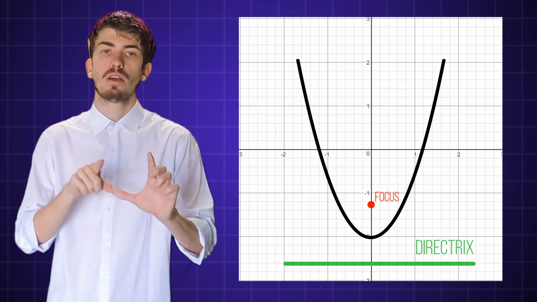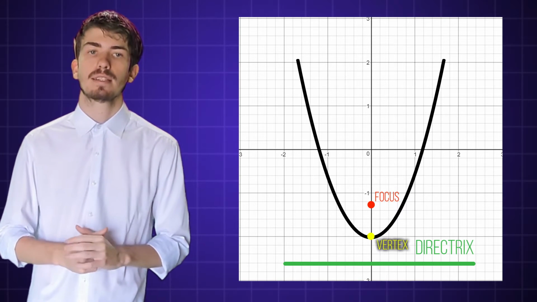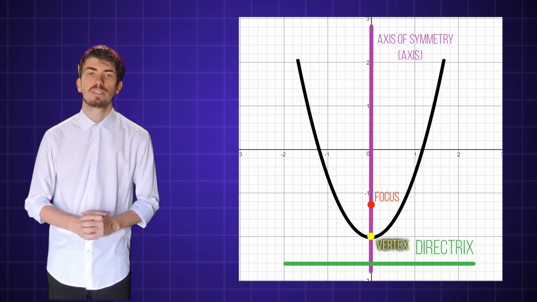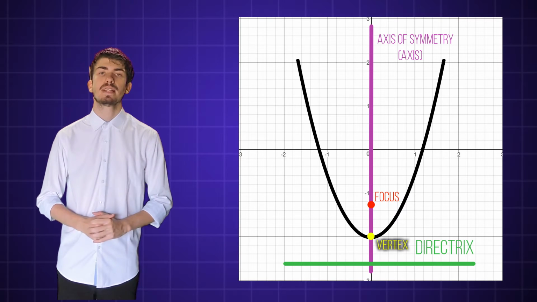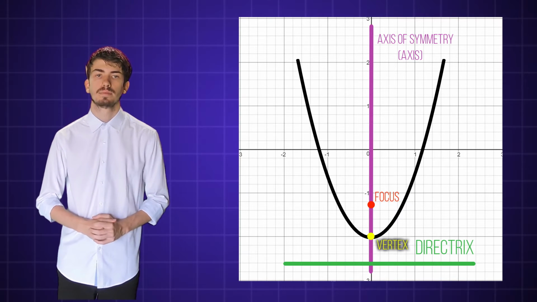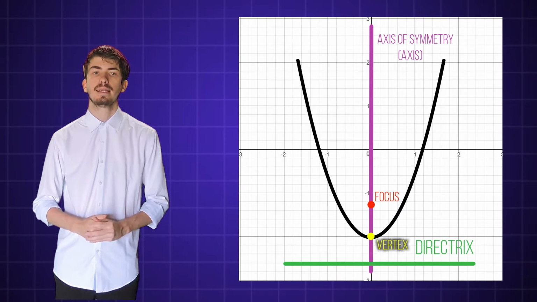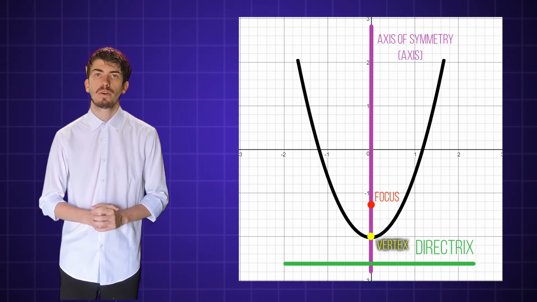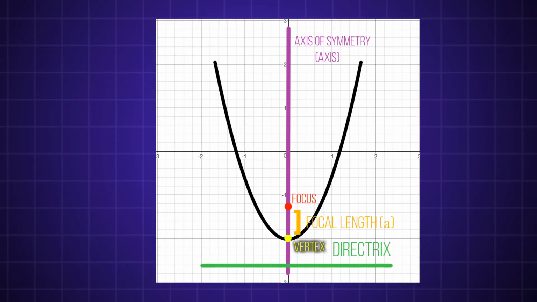The turning point of the parabola is called the vertex, which is also the point for the axis of symmetry. The axis of symmetry is simply called the axis. And lastly, the distance between the vertex and the focus is the focal length.